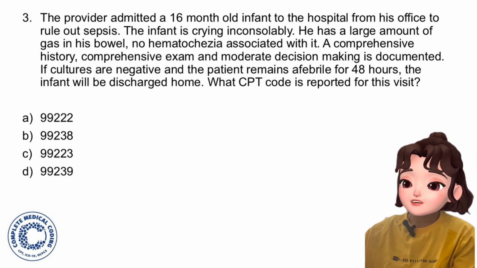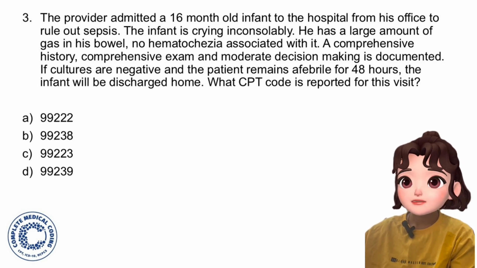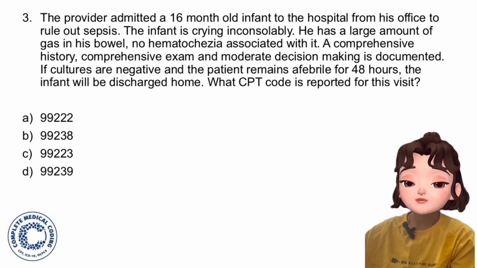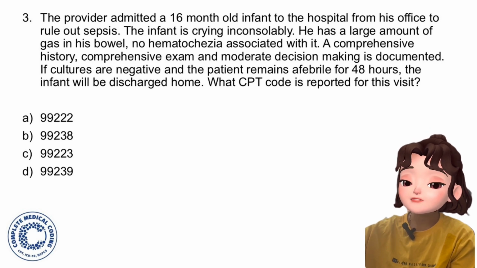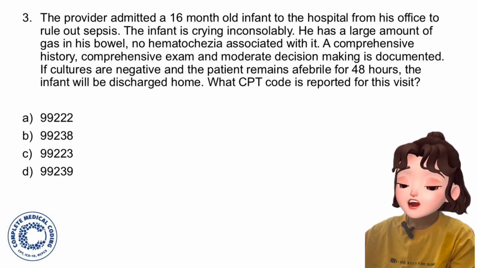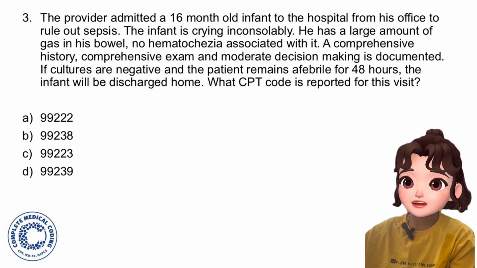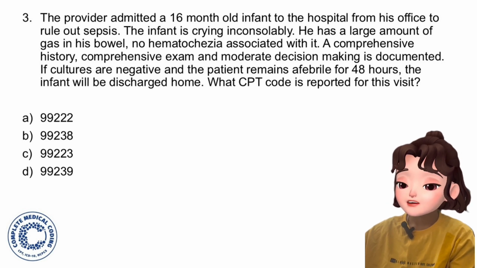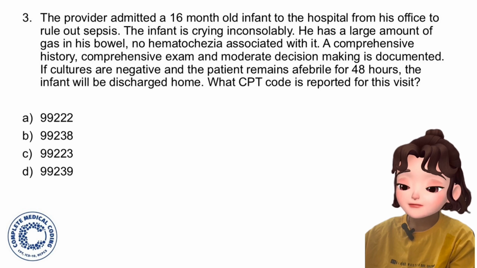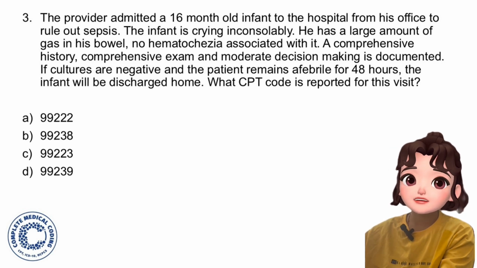Anyway, what are the options here? 99222, 99238, 99223, and 99239. Let's find out. 99222 is initial hospital care. Yes, this is initial hospital care, which requires a comprehensive history, comprehensive examination, and MDM of moderate complexity. And there is 99223 in option C: the same initial hospital visit, comprehensive history, examination, and MDM of high complexity.